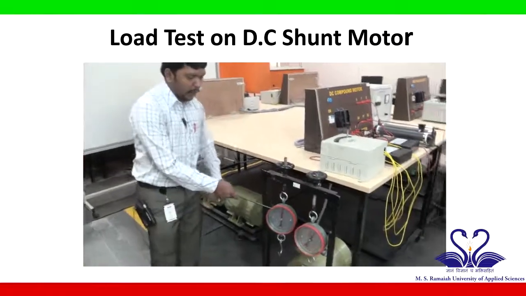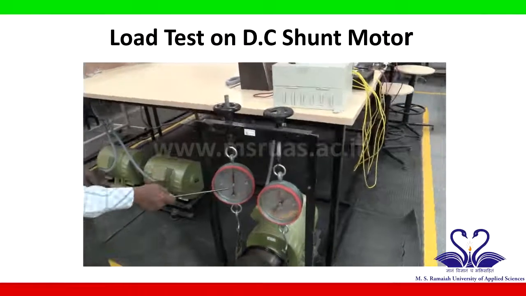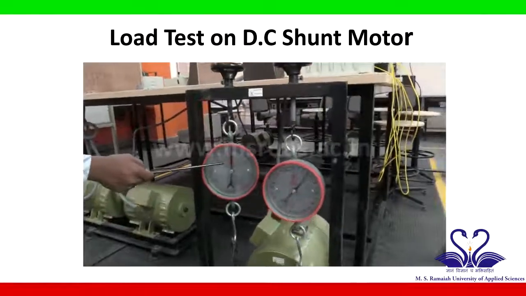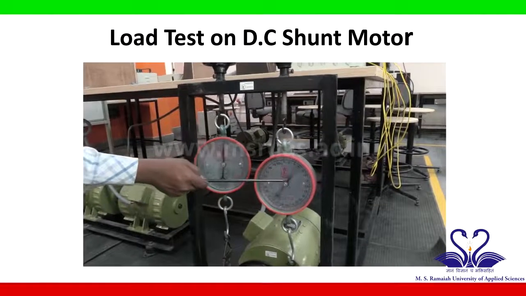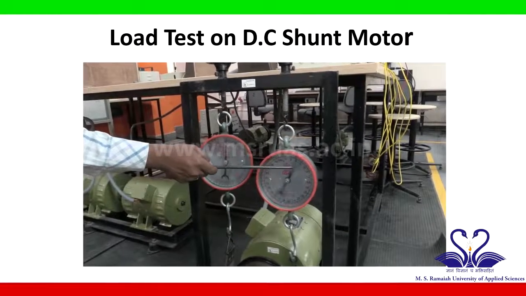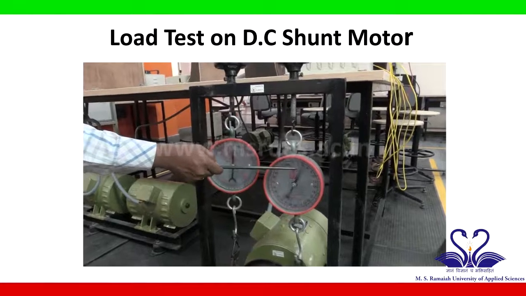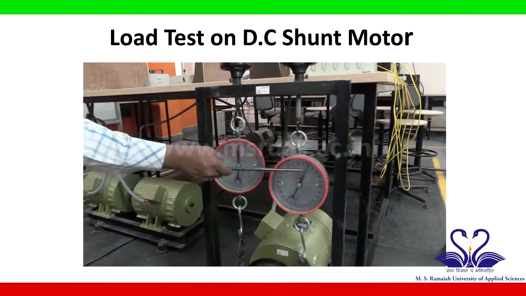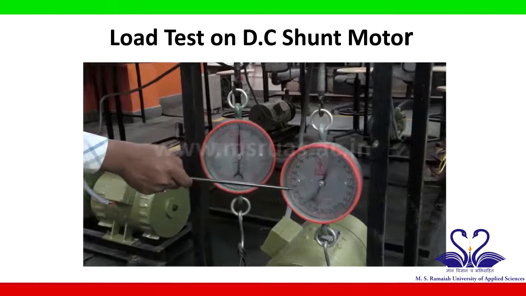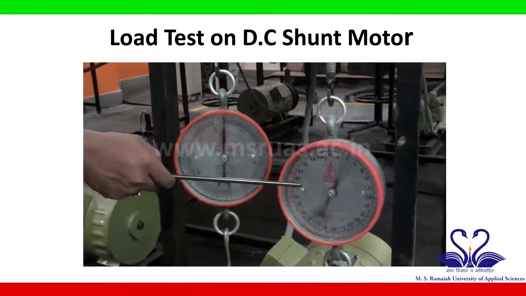Now load is applied to the motor. Here the S1 spring balance is showing 0 and S2 is oscillating between 4 and 8. So you can take the average of these two, that is nothing but S2 is equal to 6. And here the load is applied in terms of kgs.